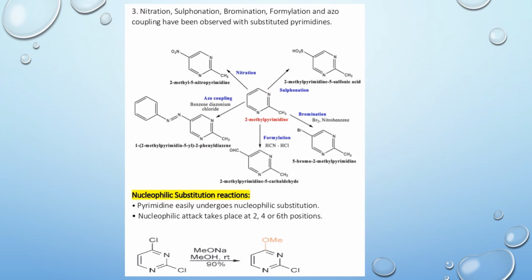These are the reactions of substituted pyrimidines: nitration, sulfonation, bromination, formylation, that is CHO insertion, and azo coupling, an N=N bond formation reaction, have been observed with substituted pyrimidines. Nucleophilic substitution. Pyrimidine easily undergoes nucleophilic substitution. Nucleophilic attack takes place at the 2, 4 or 6th position.